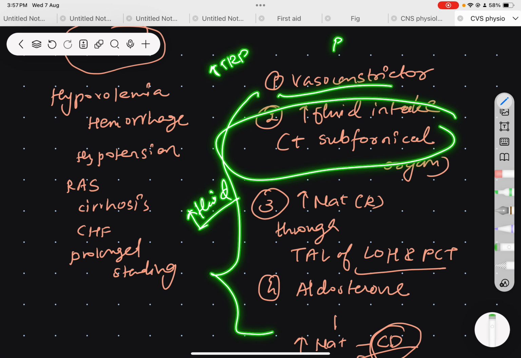TPR. See, we know that blood pressure is equal to cardiac output into TPR. So cardiac output will be increased by increased fluid, and TPR will be increased by vasoconstriction.